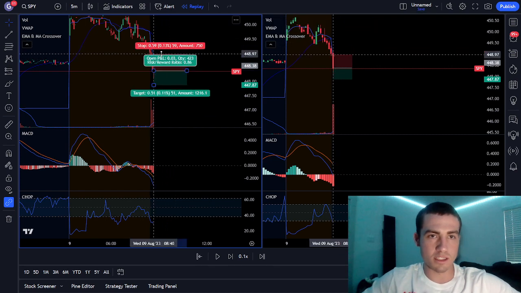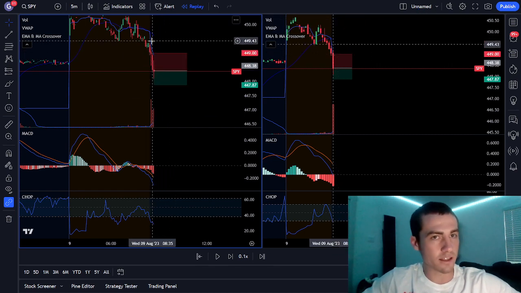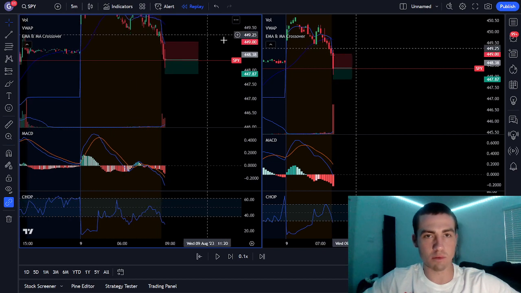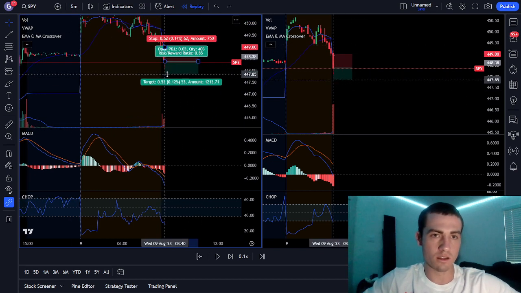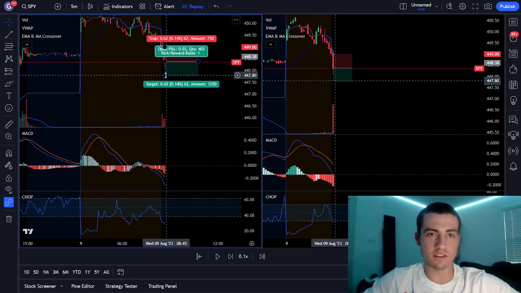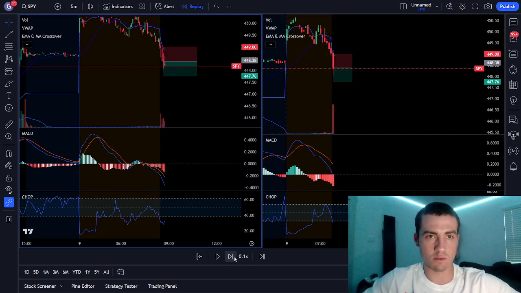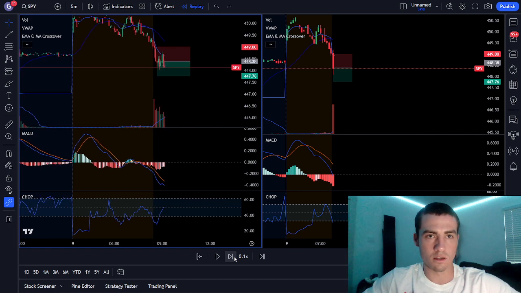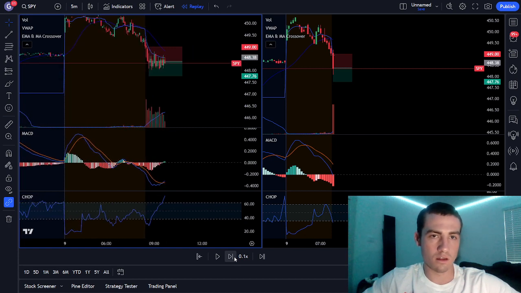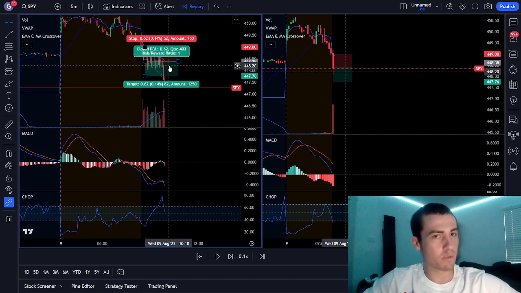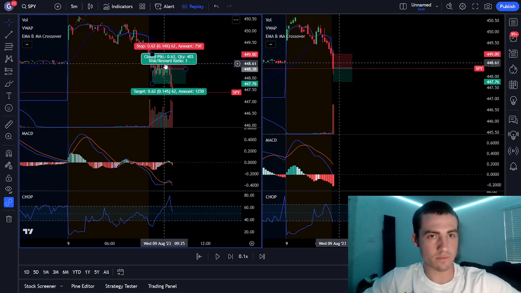Now your stop loss will be set at either the VWAP or the EMA, and your take profits, usually I do 1-to-1 to begin. 7.62. I've never done this day before, so it could be a losing trade. We'll see. So played out beautifully.